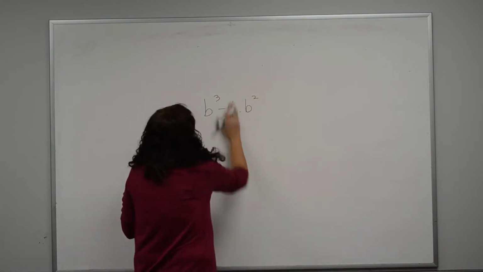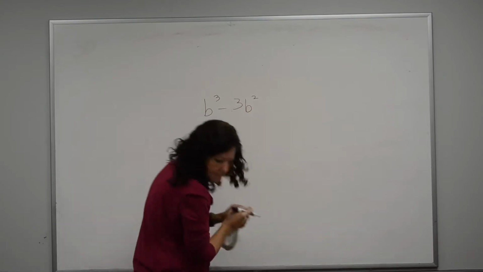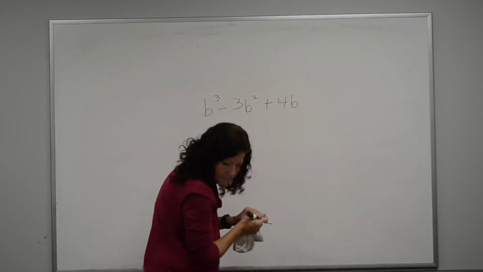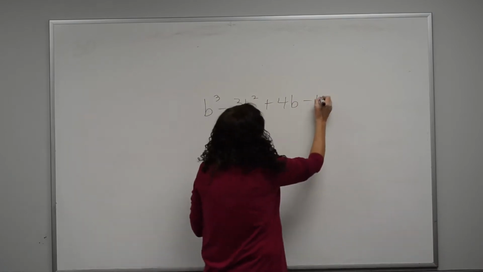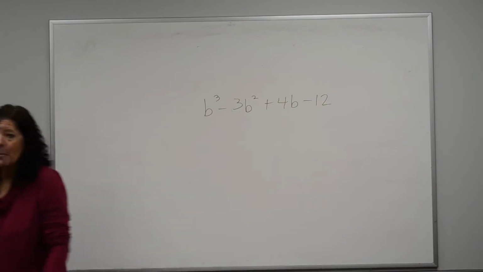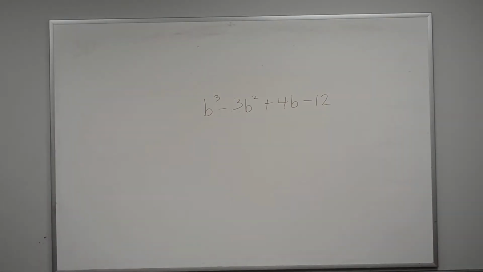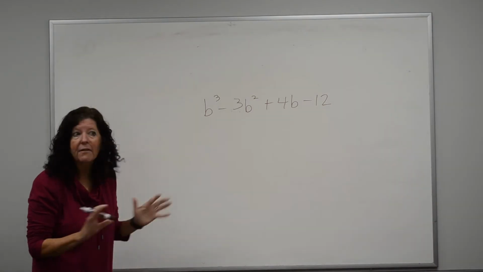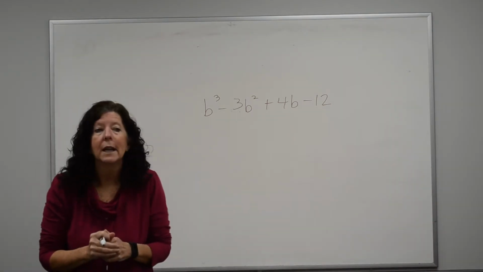Oh, that's a good one. Look again. Do they have anything in common? That's the first thing I always do. Have anything in common? Nothing. Okay, I can't factor anything out. So you go, okay, now what can I do?